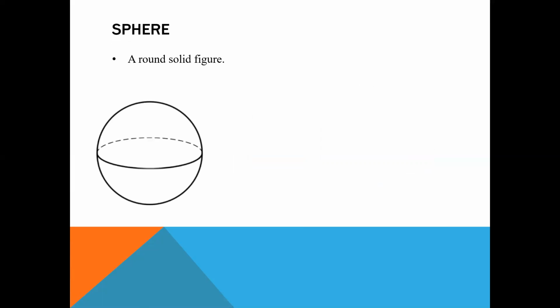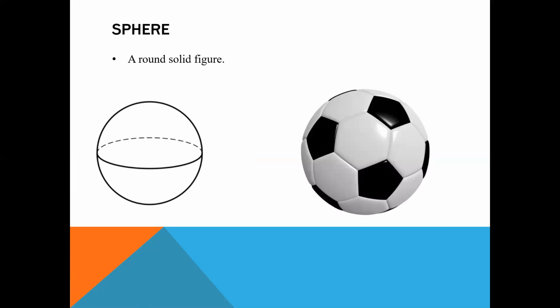Now, let's take a look at sphere. This is easy as pie for you. It's a round solid figure. Something which is round is called a sphere. And I'm sure all of you have this object in your mind. Do you like to play football? Of course you do. I know most of the boys in the class do. Let's look at the next object, which is cylinder.